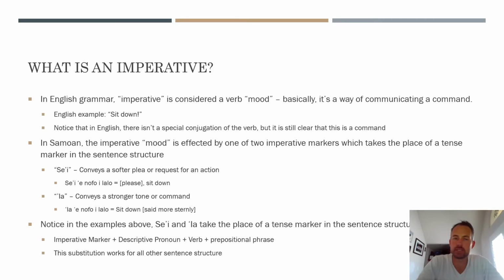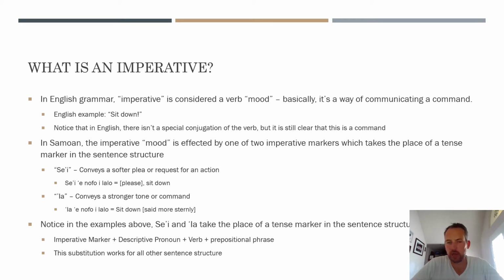All right, that being said, what is an imperative? So in English grammar, an imperative is considered to be a mood of a verb. So it's not a verb in and of itself, but it's really an aspect of a verb. More or less, it's a way of communicating that verb in a command form, as opposed to trying to describe it or anything else. So for example, the phrase "sit down" is an imperative. It's a command.